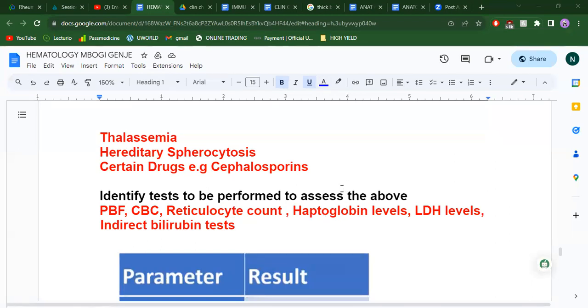Let's go to haptoglobin levels. Let's start with intravascular hemolysis. Decreased, yes. Extravascular. Haptoglobin? Normal, yes. So that's the concept I wanted to explain.